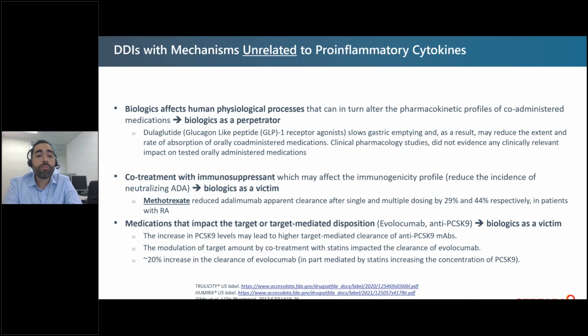Third example of a modification that can impact the target or the target-mediated disposition. In this example, evolocumab, an anti-PCSK9. If you administer a drug which may modify the expression of the target, in this case statins, you may also notice a modification of the clearance of the biologic drug, because its clearance is dependent on the expression of the target. Here they observe approximately a 20% increase of the clearance when co-administered with statins.